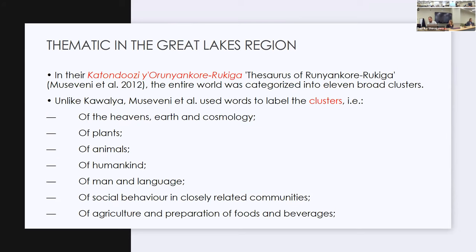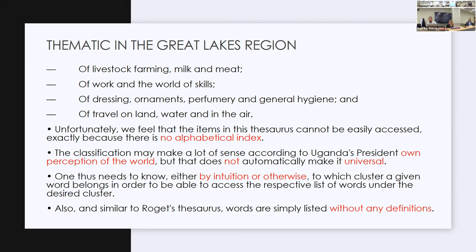Okay, back to Museveni's dictionary. He has this classification of ontology. He goes from the heavens, earth, and cosmology, then comes down to earth, plants, animals, humans, and so on and so on. So he has this classification. Unfortunately, there is no alphabetical index. And we once said, and he knows it, that not everyone thinks like you, Mr. President, we cannot use your dictionary. So this is your intuition.